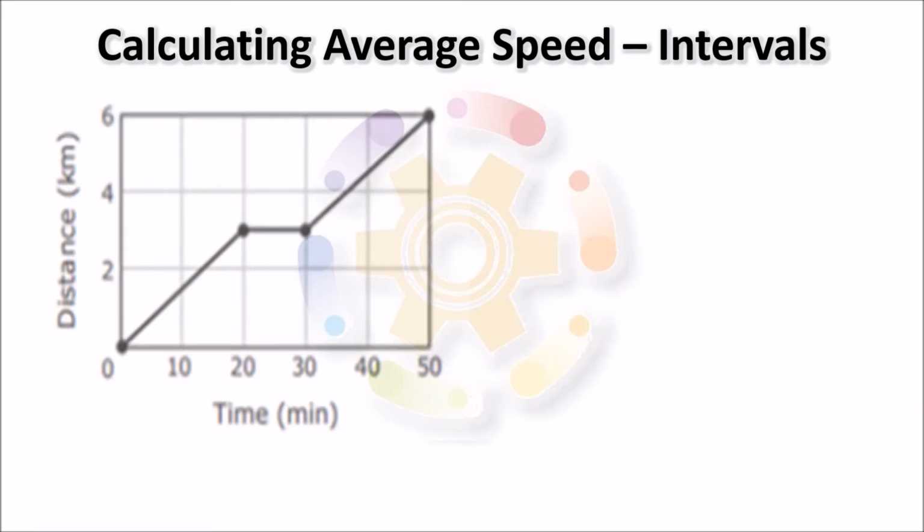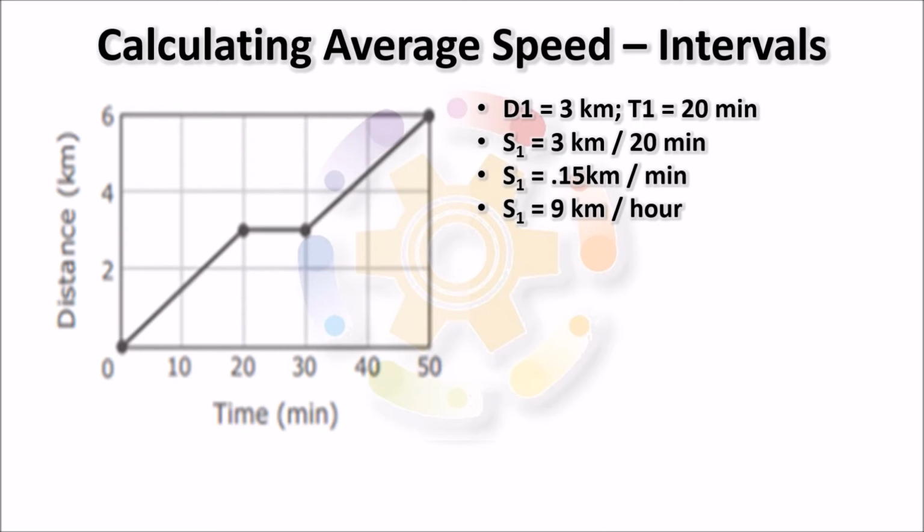Let's look at one more graph. In this graph, we've actually got 3 different intervals. Once again, as we're calculating this, we're going to look at them one interval at a time. Interval 1, starting at the origin, our distance is 3 kilometers, and our time is 20 minutes. So once again, 3 kilometers divided by 20 minutes gives us 0.15 kilometers per minute, or 9 kilometers per hour.